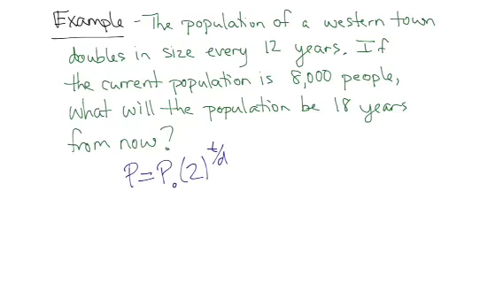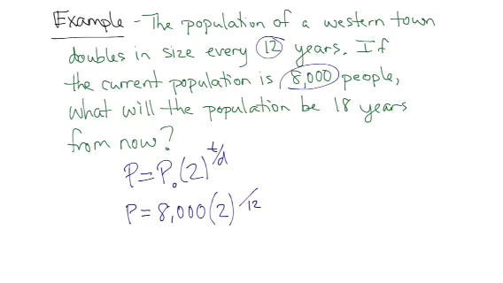All right, we know the doubling time, that's 12 years right there. That's going to be our D number. The current population is 8,000. That's our starting point. Right now we have 8,000 people. We just said a second ago our doubling time was 12. We just need our time. What will the population be 18 years from now? So there's our time, 18 years.